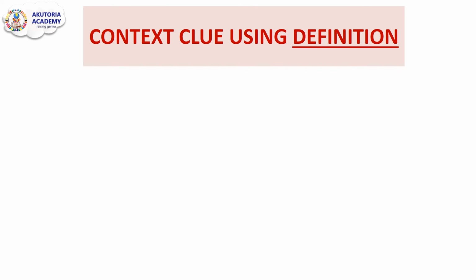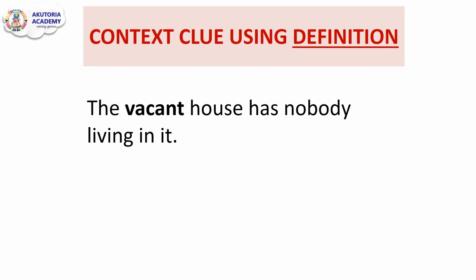Context clue using definition. So let's see this example. The vacant house has nobody living in it. So the word we're looking for is the word vacant. Sometimes when you're reading, the vocabulary that is difficult to figure out may have been defined in the context. So you read carefully so that you could pick the meaning of the word. Now this example, the vacant house has nobody living in it. If you notice, they mentioned that this house has nobody living in it.